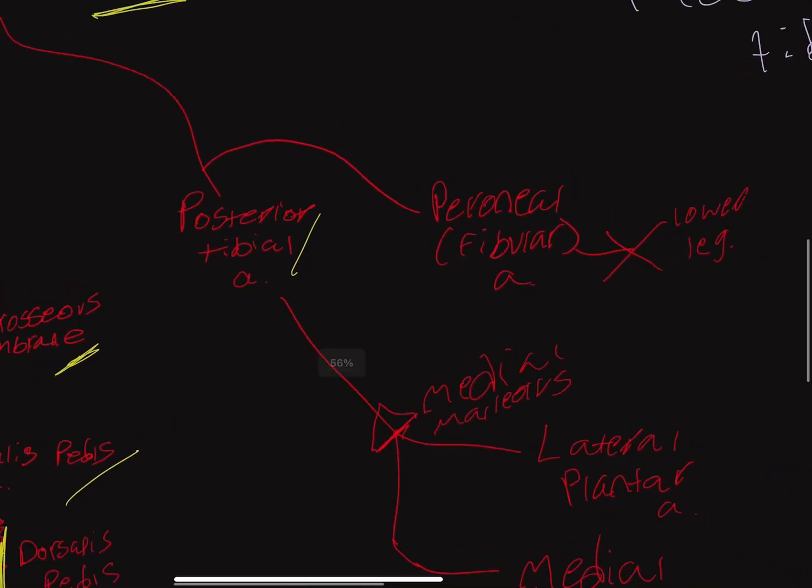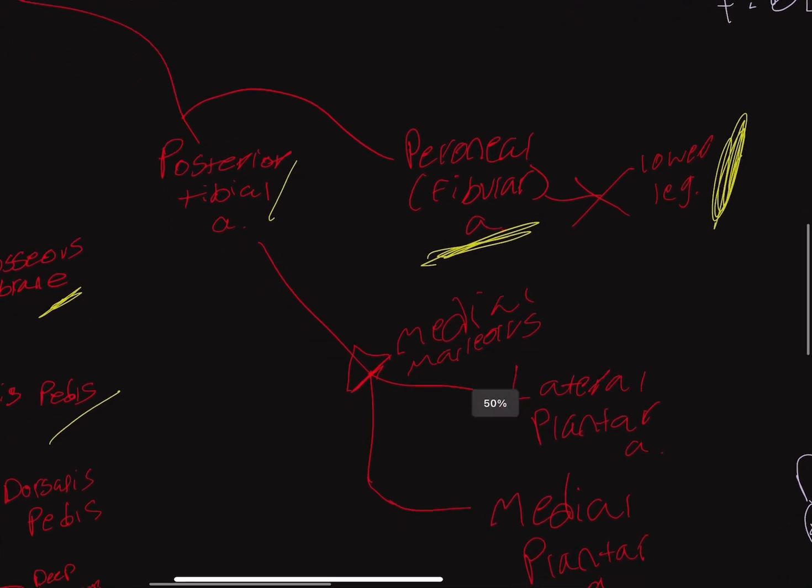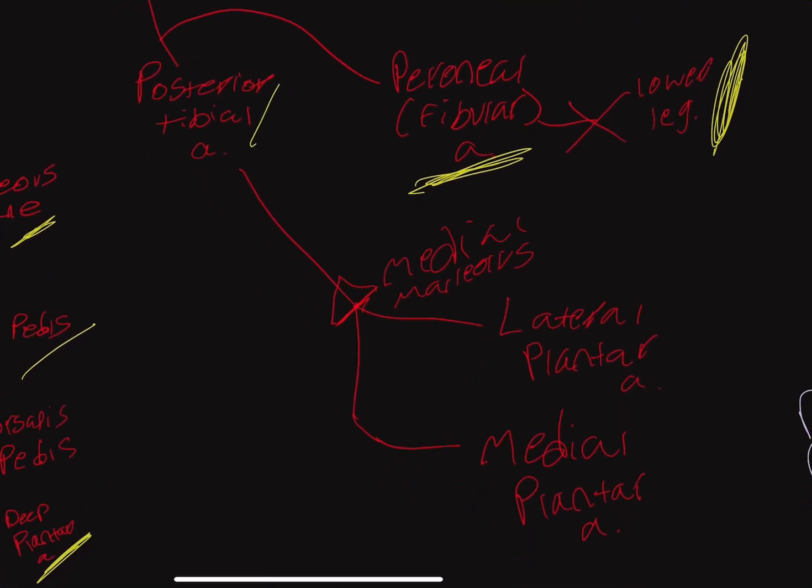But that posterior tibial artery. From that, you'll have a branch that becomes the peroneal, or fibular, artery, and it just kind of ends there, supplying blood to the muscles in that area. It doesn't really do anything in the foot, it doesn't go anywhere, it just kind of ends there.